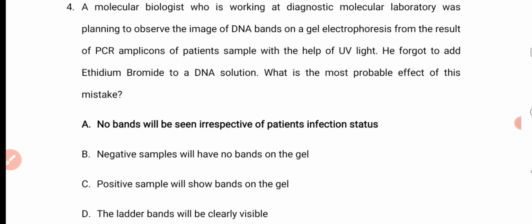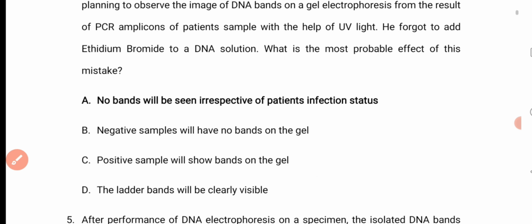So the major purpose of using ethidium bromide on electrophoresis is to visualize, because it will bind to the DNA or nucleic acid bands, and it will visualize them because it is fluorescent. It will release fluorescent light. So if there is no ethidium bromide in our analysis, we cannot see the bands. So the correct answer will be A: ethidium bromide absence will cause no bands to be visible.